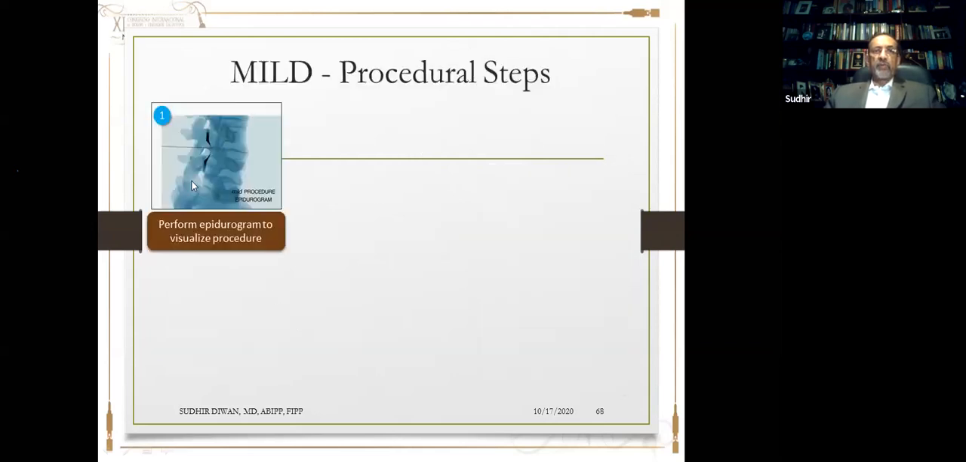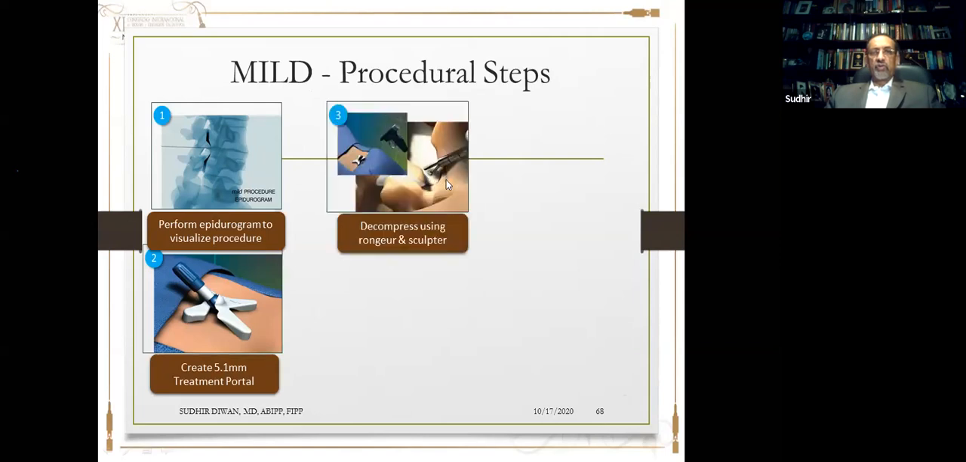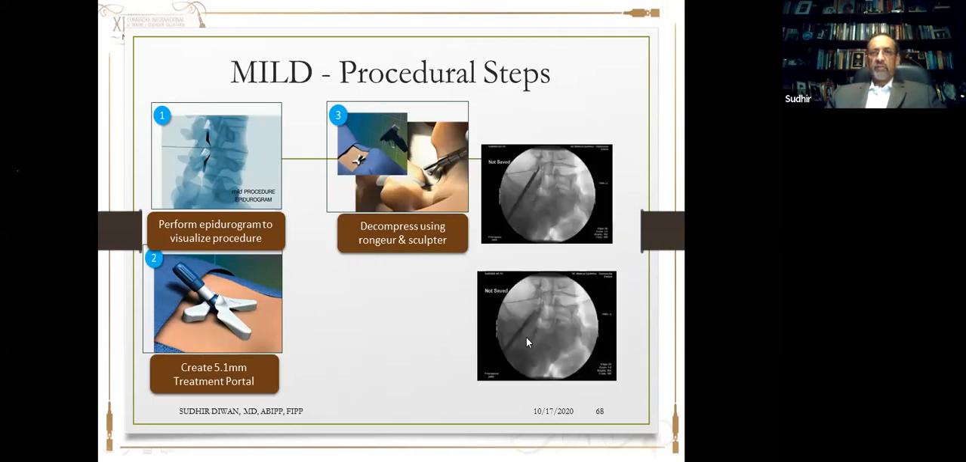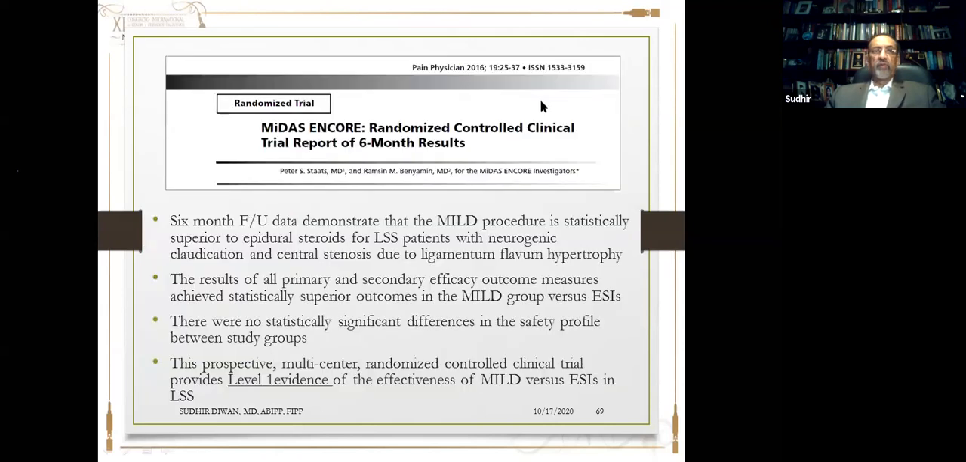Procedural step: you do an epidurogram before. Here, this is a diagrammatic cartoon animation. You can see the epidural is blocked here. Then you put the portal, and through the portal, you use the rongeur for laminotomy and tissue debulking forceps for debulking of the ligamentum flavum. Then you remove part of it, and you see the epidural is now improved. This you must see at the end of your procedure. If your epidural is not improved from pre-procedure, then you might need to remove a little more tissue.